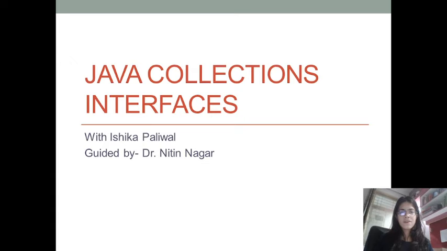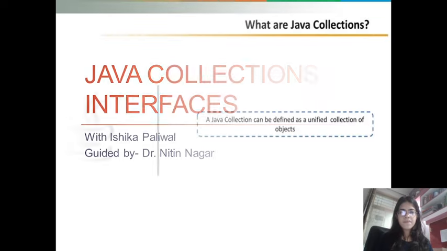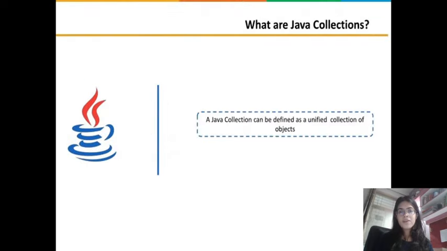And today's topic is Java Collections Interface. So what is Java Collection? Java collections can be defined as a unified collection of objects. The collection in Java is a framework that provides an architecture to store and manipulate a group of objects. Java collection can achieve all operations that you perform on objects, such as searching, sorting, insertion, manipulation, and deletion.